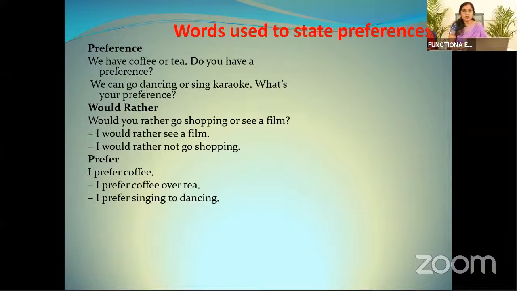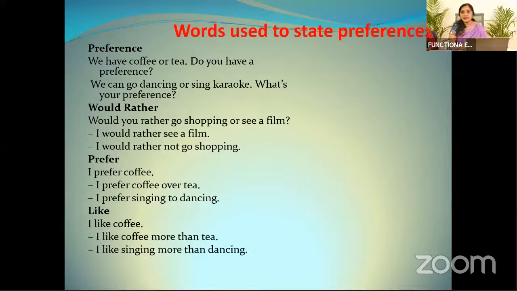I prefer coffee. Which do you prefer, coffee or tea? I prefer coffee. There are two ways of stating it. I prefer coffee over tea when the choice is given. I prefer singing to dancing. Prefer to, and prefer over. So when you practice it, it's very important you check which preposition you are using. Prefer to, prefer over.